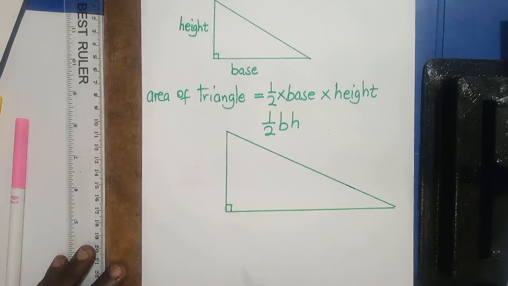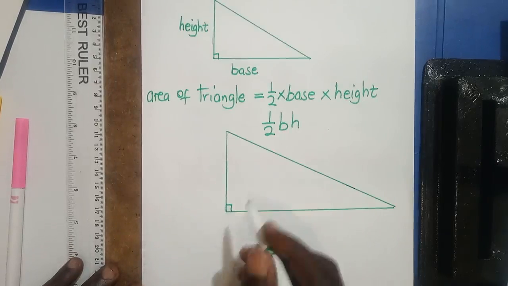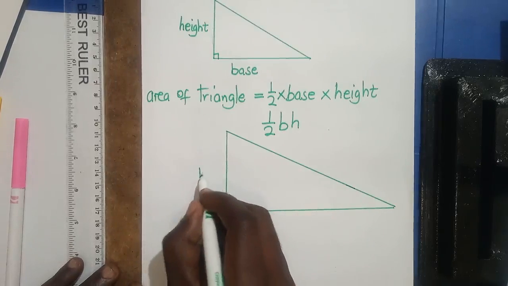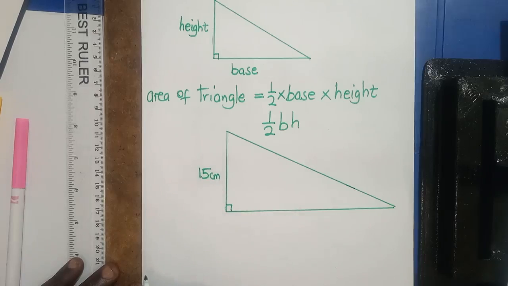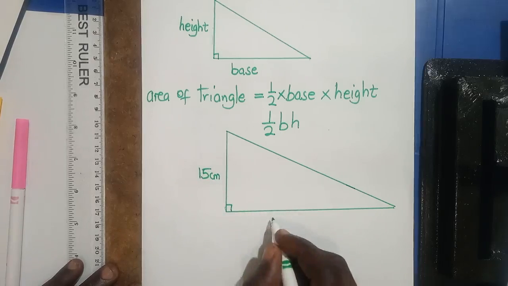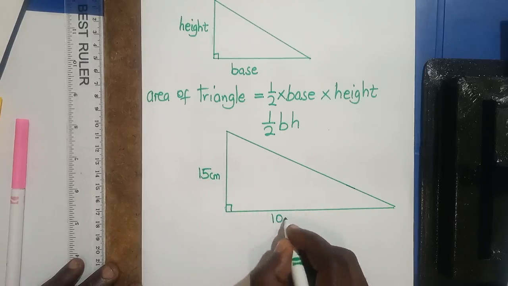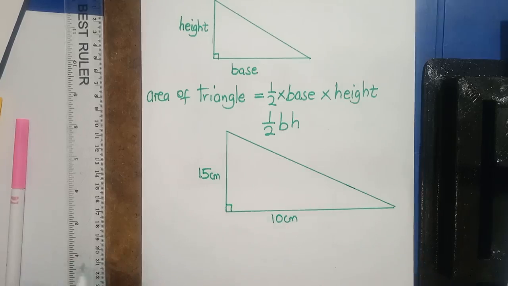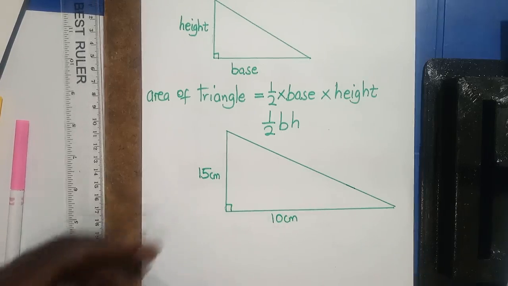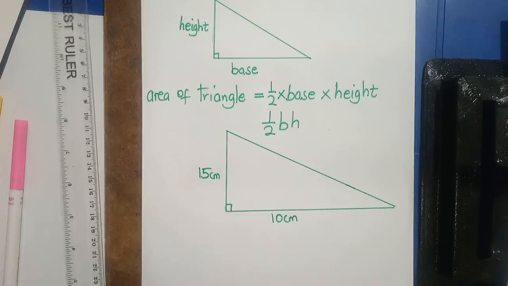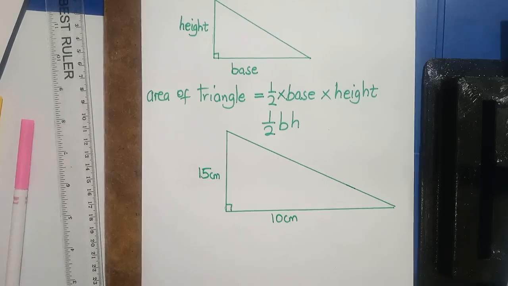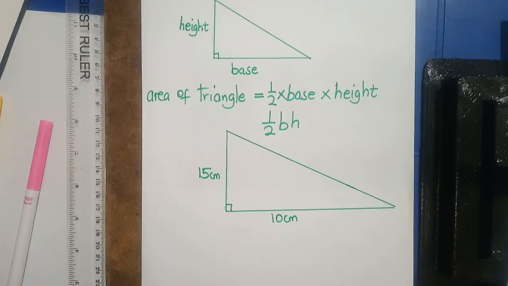Yeah, there we are. Now, let me put numbers to this. Here, I write 15 centimeters. And here, I write 10 centimeters. Even though this looks shorter than this one, there's no problem. Even if I can change the figures, it doesn't matter. What matters is the formula on how you can calculate the area of the triangle.